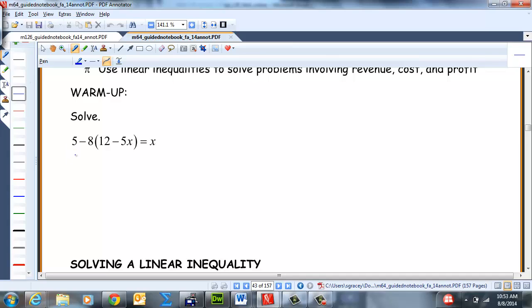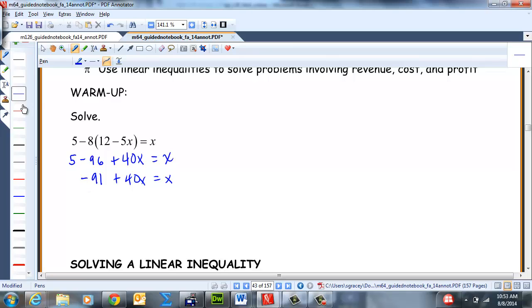Okay, let's see how you did. We need to distribute that -8. So -8 times 12 gives us, I believe, -96. And then -8 times -5x is plus 40x. That's all equal to x. 5 minus 96 is -91.